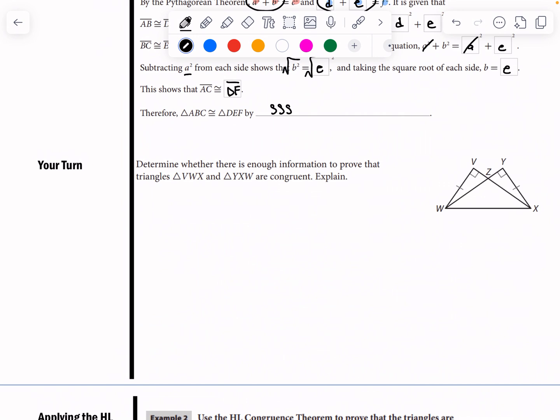All right, so determine whether there is enough information to prove the triangles are congruent and explain. There is enough information, so I'm gonna put yes. So we're gonna put triangle VWX and triangle YXW share a hypotenuse.